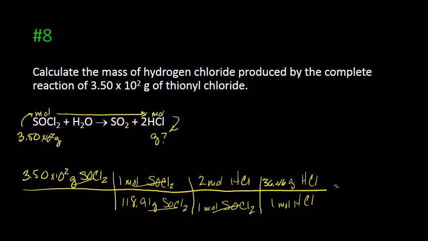Here we go. Let's finish it up. So we end up with 215 grams of hydrogen chloride, I guess. So if we are going to use up all 350 grams, we're going to end up making 215 grams of hydrogen chloride.